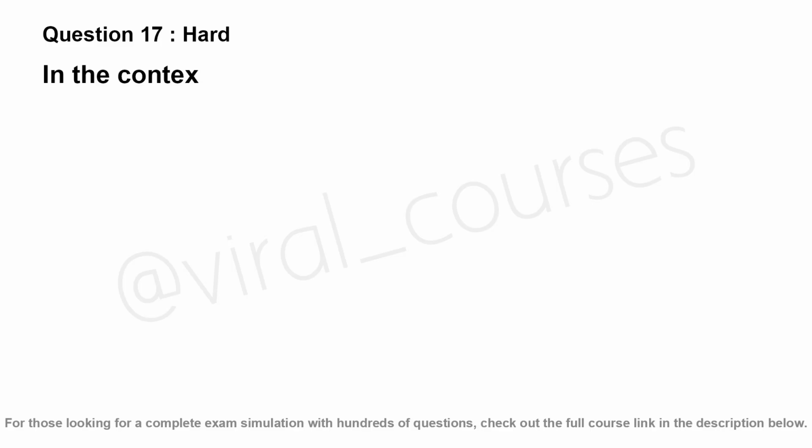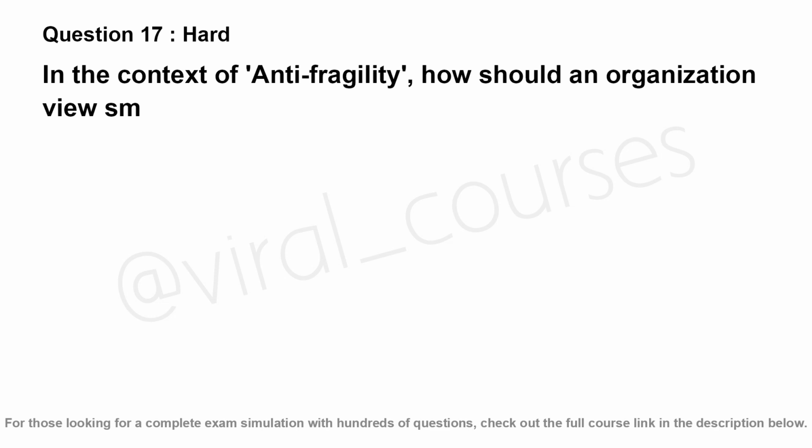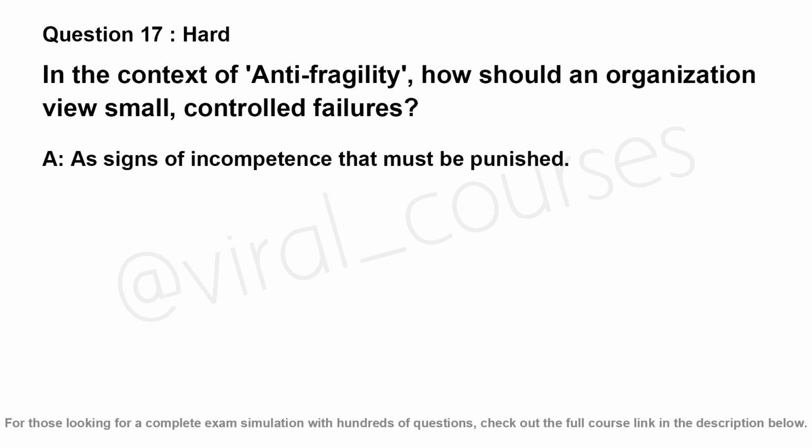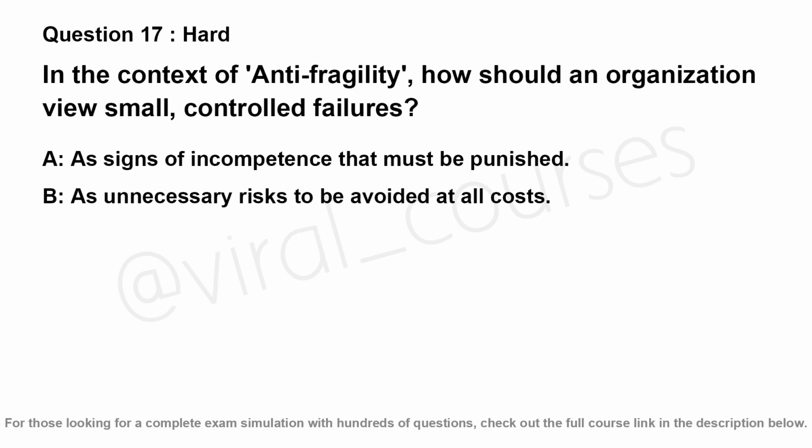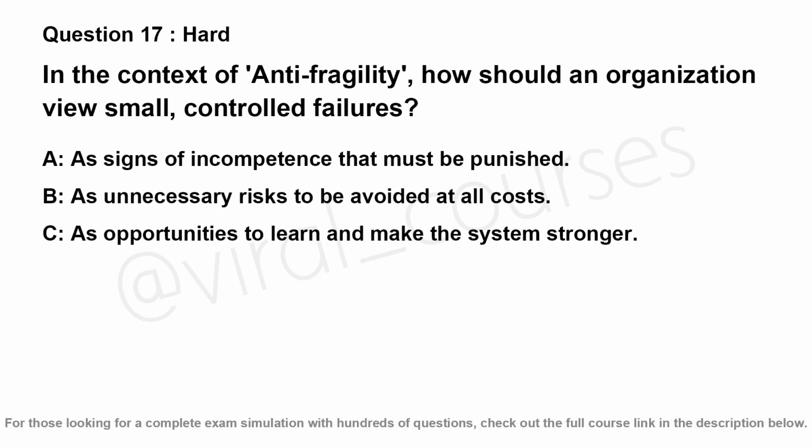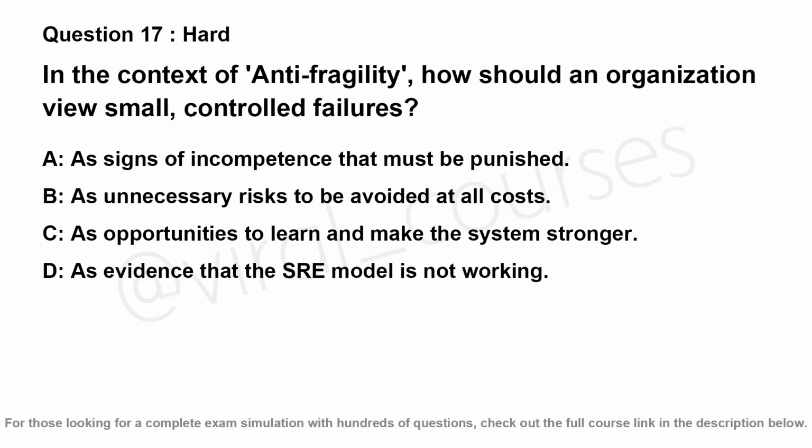In the context of anti-fragility, how should an organization view small, controlled failures? Option A, as signs of incompetence that must be punished. Option B, as unnecessary risks to be avoided at all costs. Option C, as opportunities to learn and make the system stronger. Option D, as evidence that the SRE model is not working.